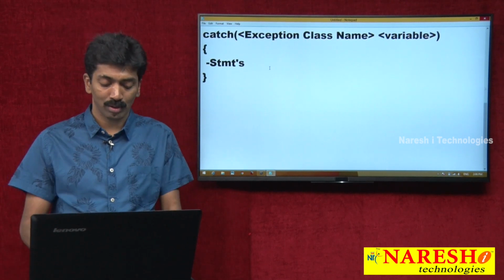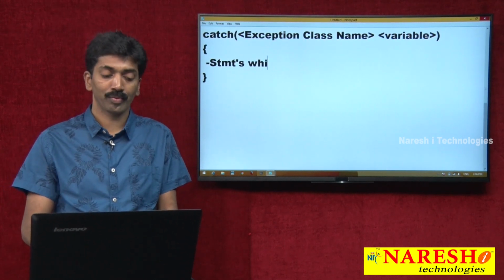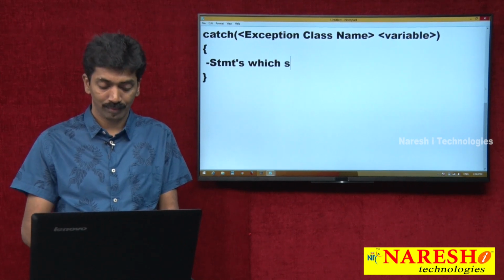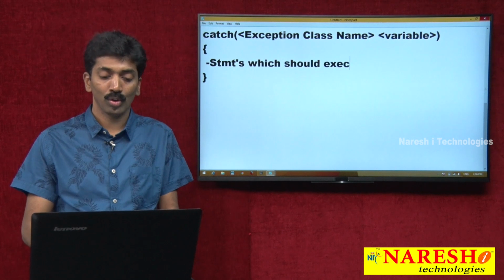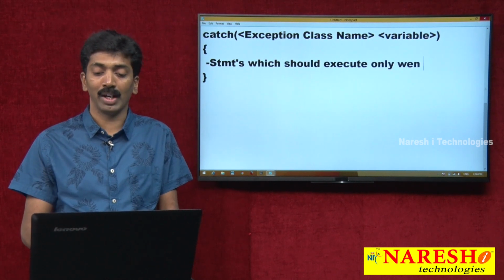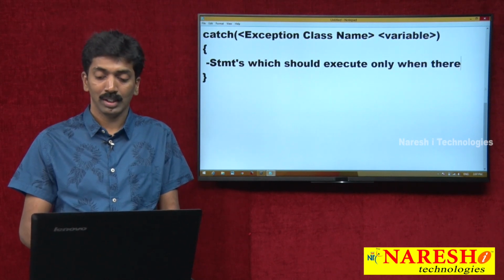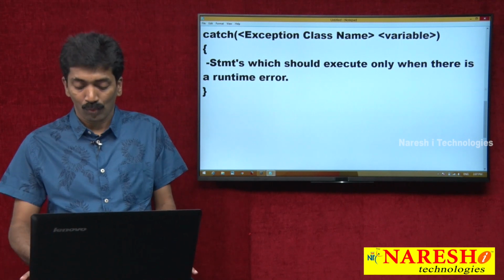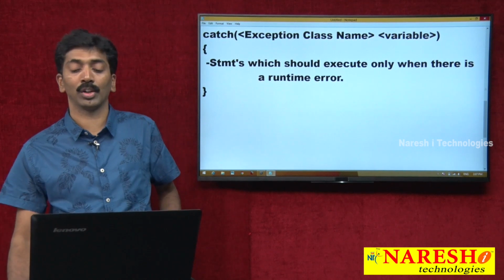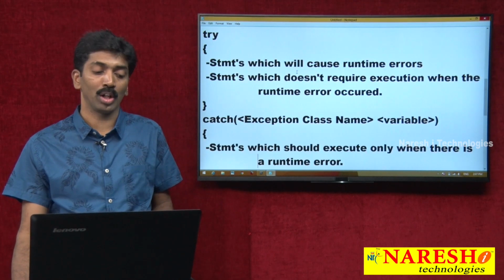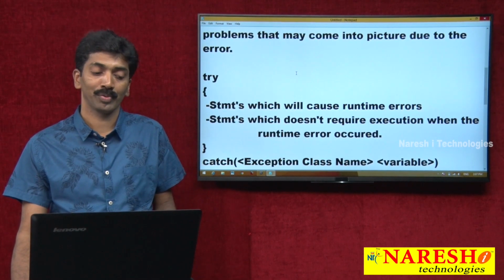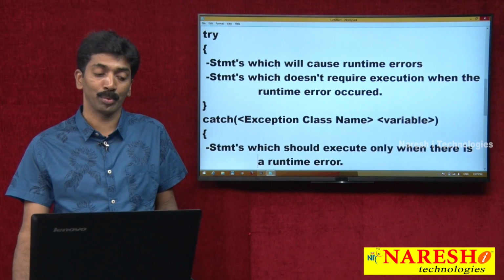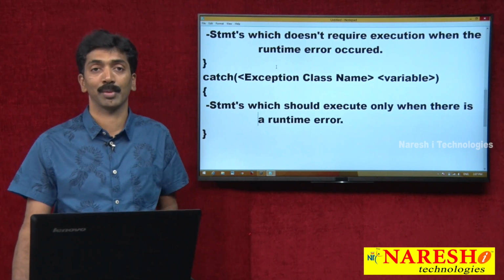Then what about the catch block? Statements which should execute only when there is a runtime error. Whatever statements we want to execute only when there is an error should be present in the catch block. So this is how you should arrange or organize the code. By putting the code like this, we can handle the exception.